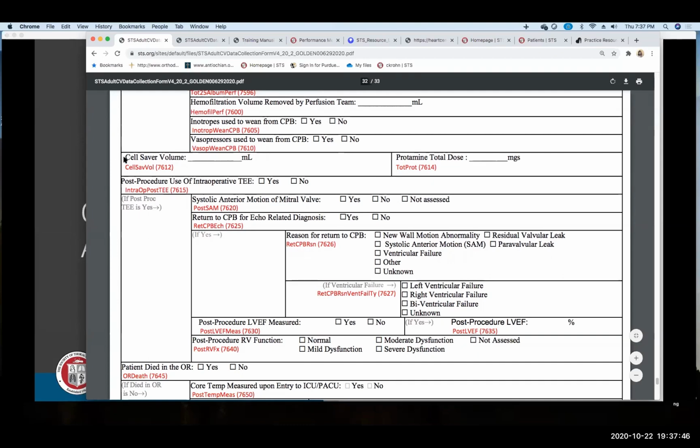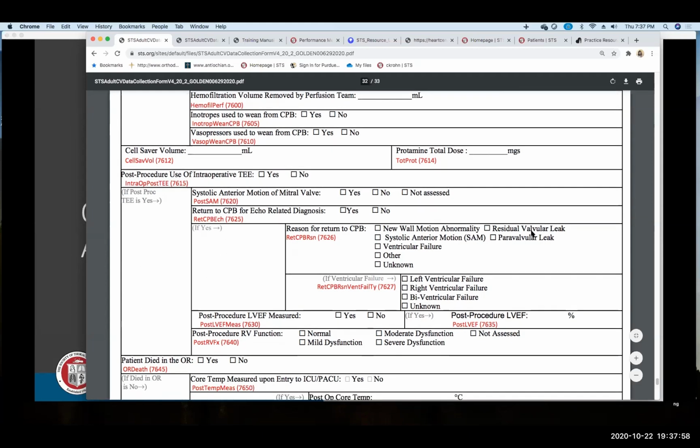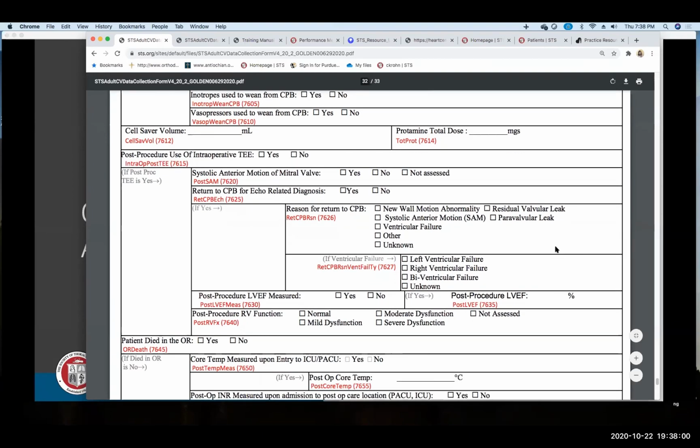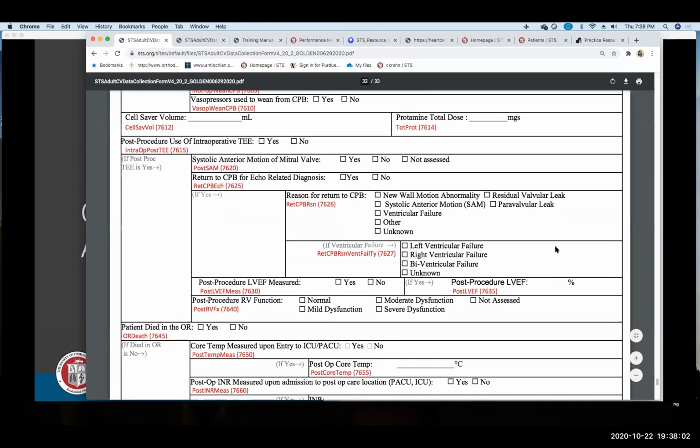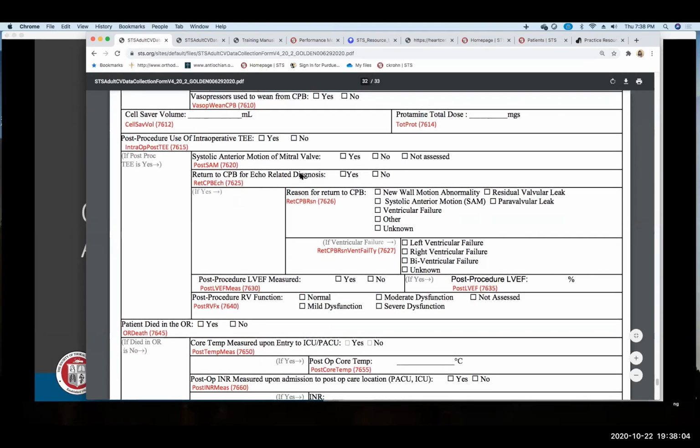within your site. The cell saver volume, and then protamine dose, and then this is the post-procedure use of the intra-op TEE. This is in addition to what is collected in the operative section, so we didn't want to duplicate efforts of the data manager. We wanted to get a little bit more granular within the anesthesia section, and we're looking at SAM, mitral valve, and then return to CPB for echo-related diagnosis.